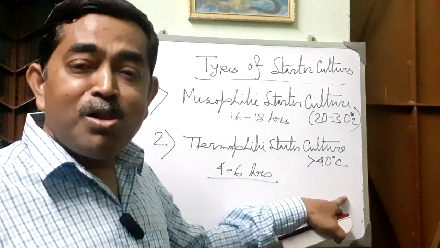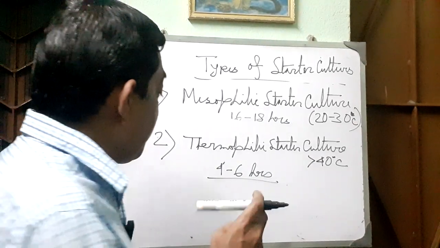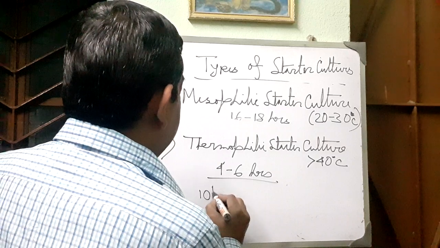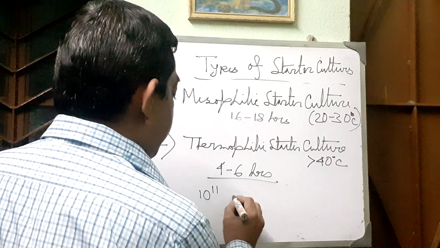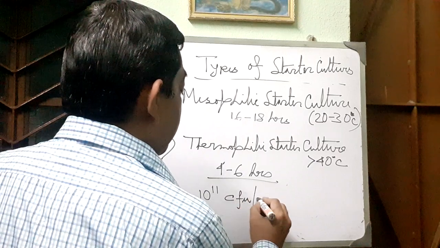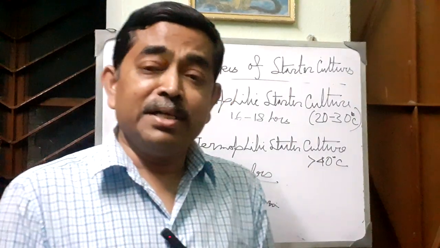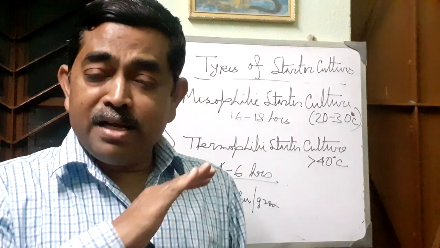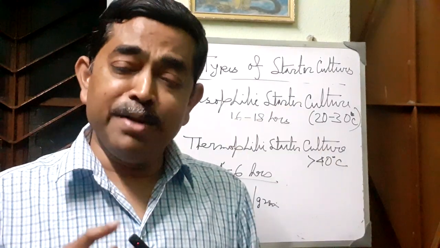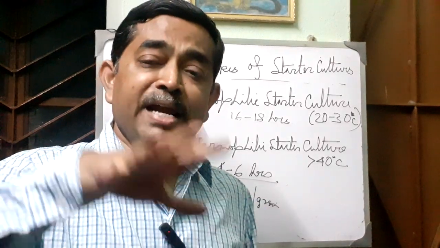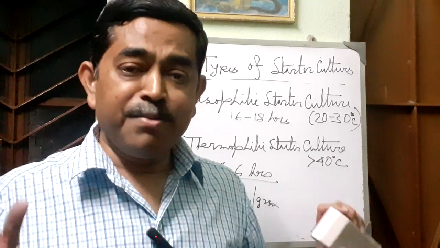Nowadays, all these starter cultures are DVS cultures, direct vat set cultures, where the culture concentration is at least 10 to the power 11 CFU per gram. We get this from the DVS culture, meaning direct vat set culture, and there is nothing we have to do here. We only take the low temperature stored lyophilized or freeze dried culture, and pour it at the particular temperature into the inoculation vat of the milk, and we will get the fermentation accordingly.